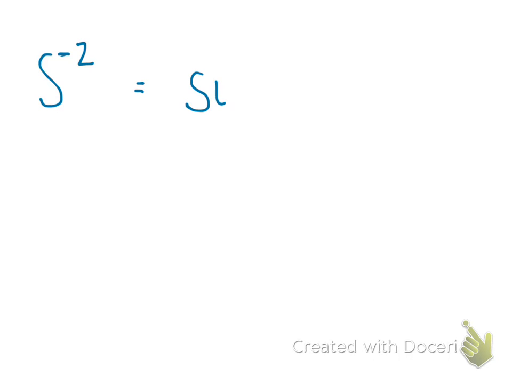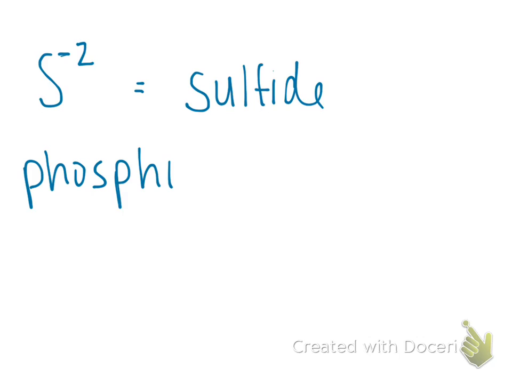Yeah, what do we think the name for this is? Sulfide. Okay. Give me the formula for phosphide. What's the chemical formula for phosphide? P -3, right? And it doesn't matter if you write it 3- or -3, right? I'll always write it -3. It doesn't make a difference.